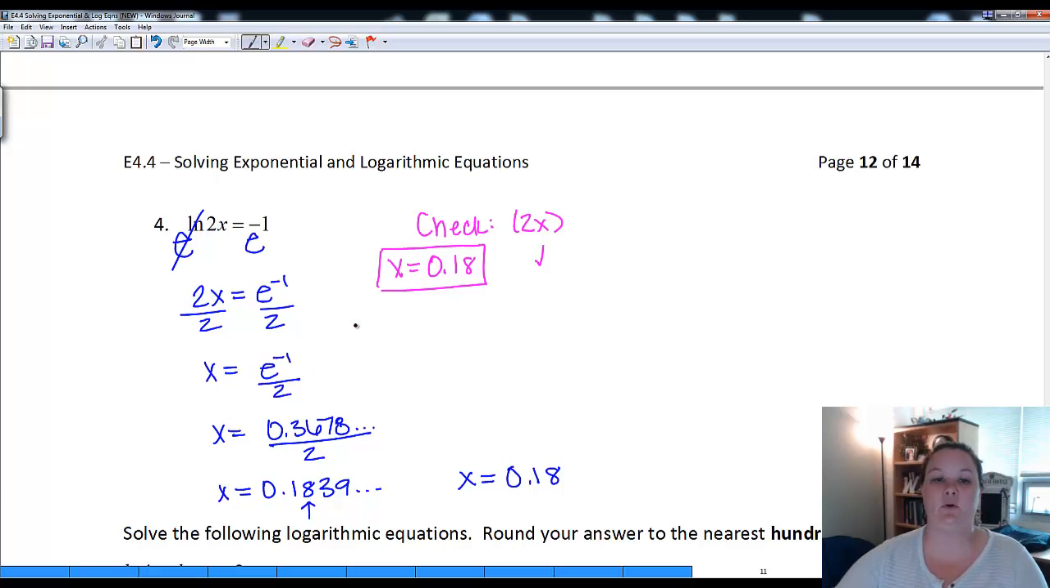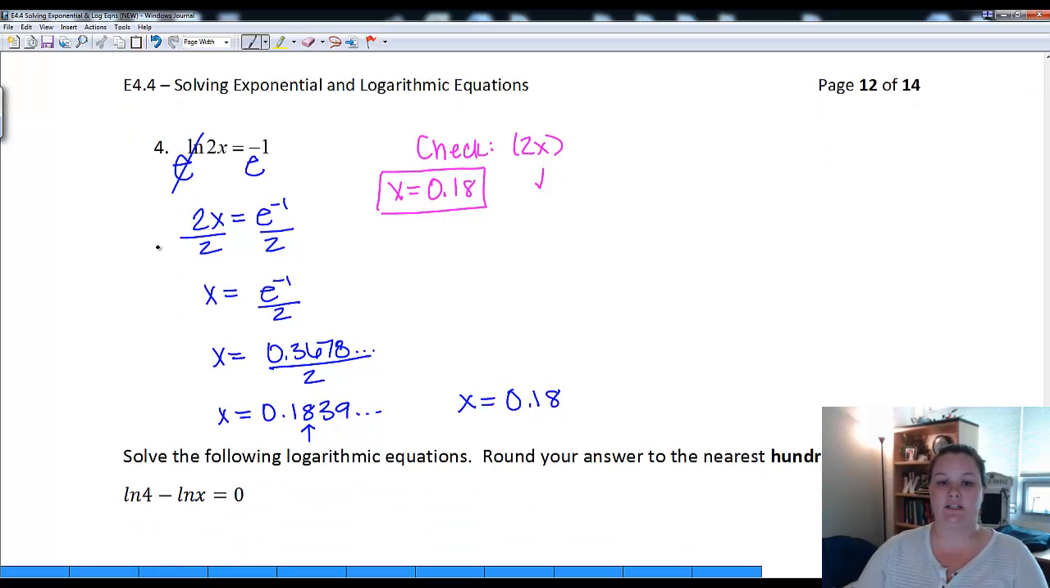And then I went ahead and put what it equals in the calculator here. E to the -1 should give you 0.36 and some more stuff. When we divide it by 2, we get 0.1839, and then we round it to the nearest hundredth, which gives us x is 0.018. When we check it in our inside number, everything checks out, so we're good.